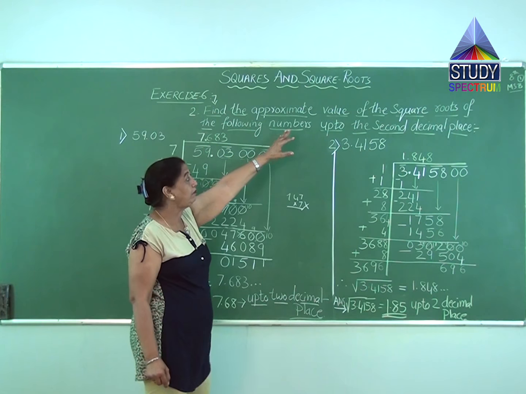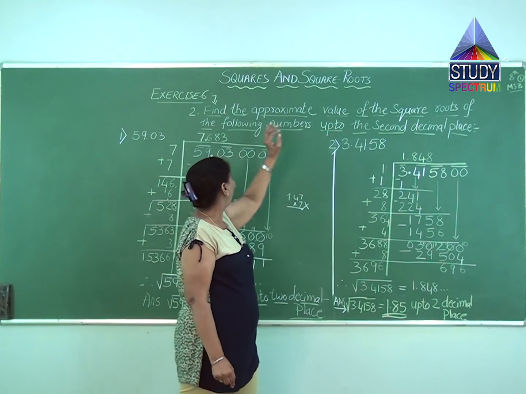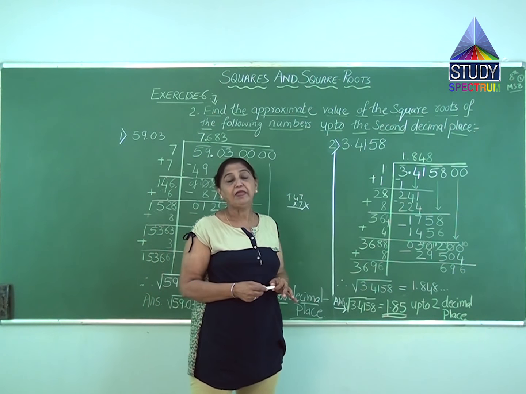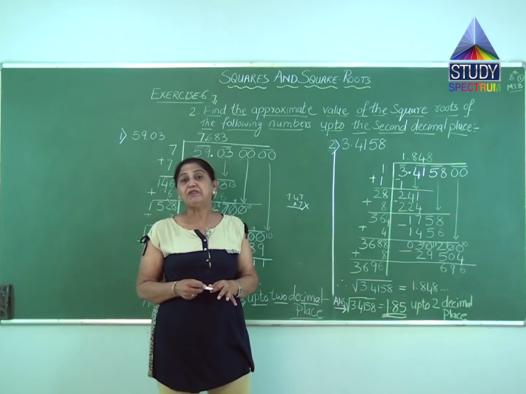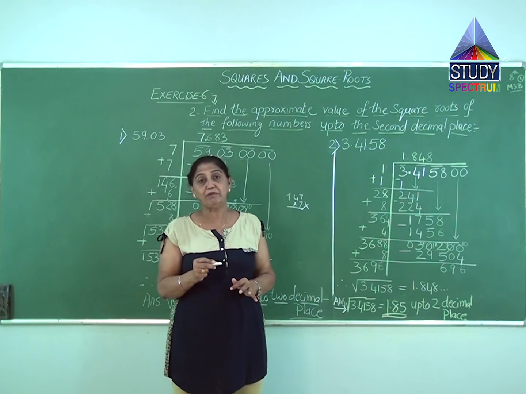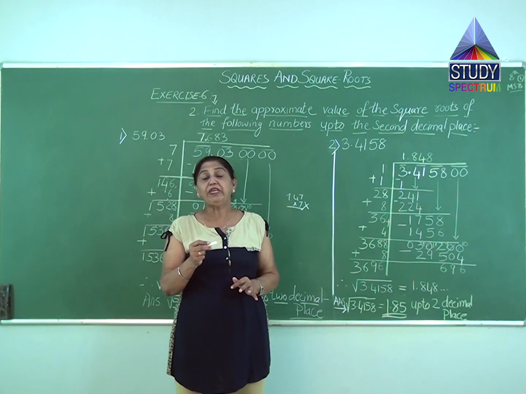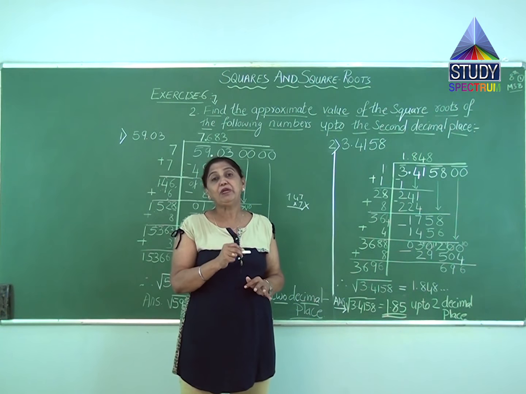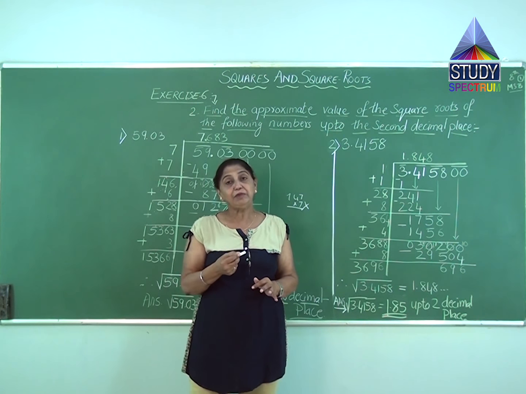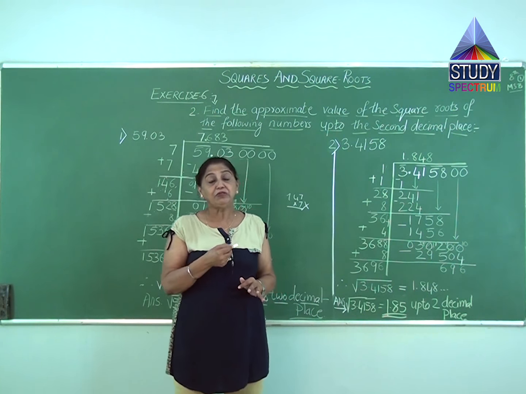Find the approximate value of the square root of the following number up to the second decimal place. Now what do you mean by second decimal place? It means to find the approximate value up to the second decimal place, we have to take 3 pairs of numbers after the point. Then only we can get the approximate value up to the second decimal place. How will you get that? Let me solve this and show you.